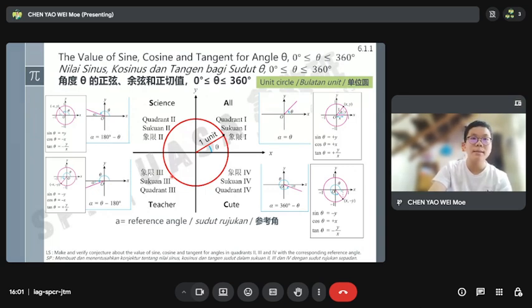But in quadrant 4, only cosine is positive, because all the values here, x is positive and y is negative. So only cos is positive. And here we use this formula. How do we know that? Just remember, the big angle minus the small angle. Then you can find the answer.